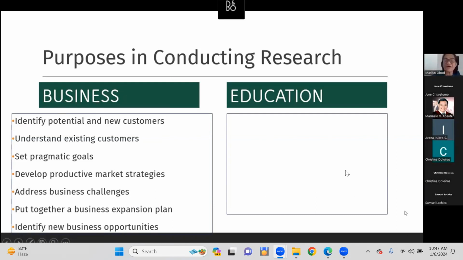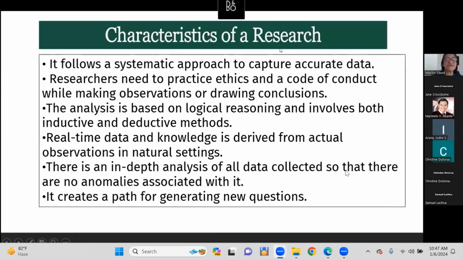Okay po? Alright. And then, what are the characteristics of a research? Yan. Systematic approach to capture accurate data. Take note ha, accurate data as much as possible. Okay, practice ethics and code of conduct. So in WCC, we already established, we already, ano tawag ito?